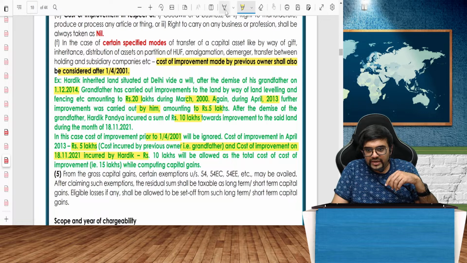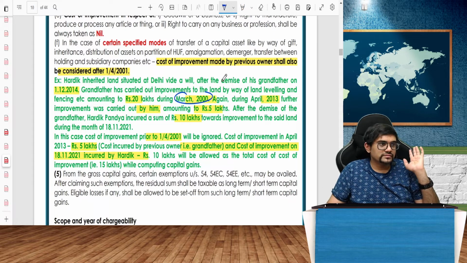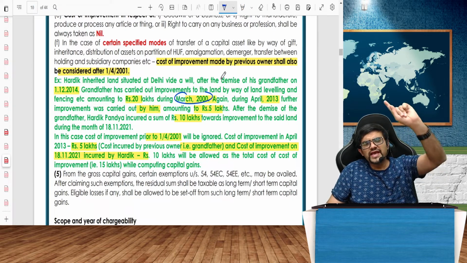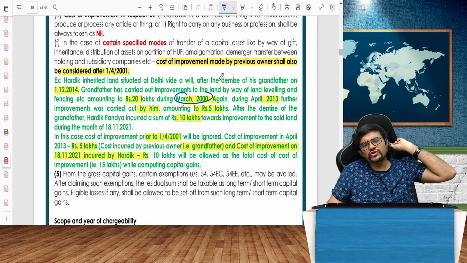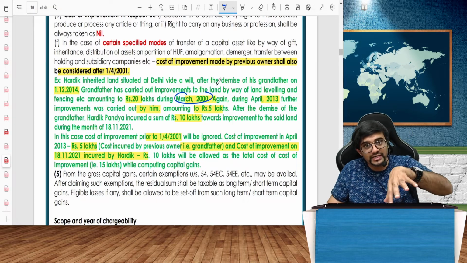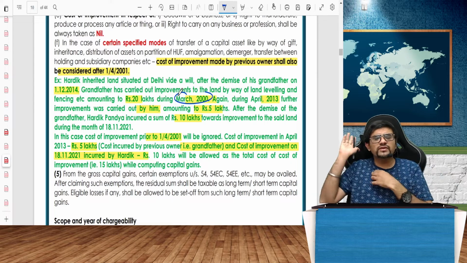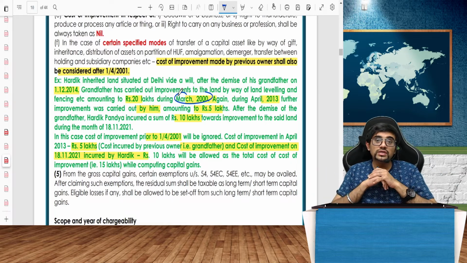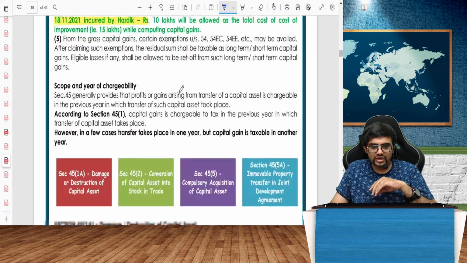See, whatever happened in 2000, ignore. Got it? Simple rule, any cost of improvement before 1/4/2001 should be ignored. Cost of improvement after 2001 will be taken even if the consideration is coming from some other party. That is who? My grandfather. Okay? Yes, that should be taken into account.